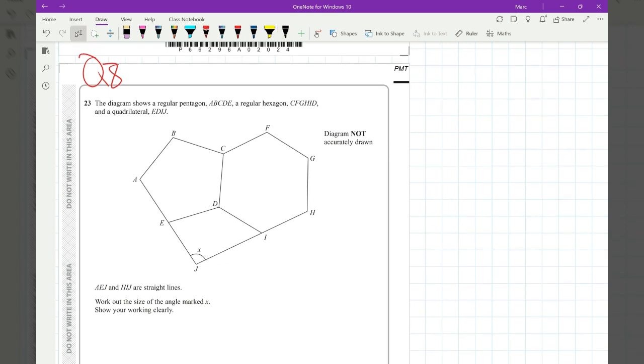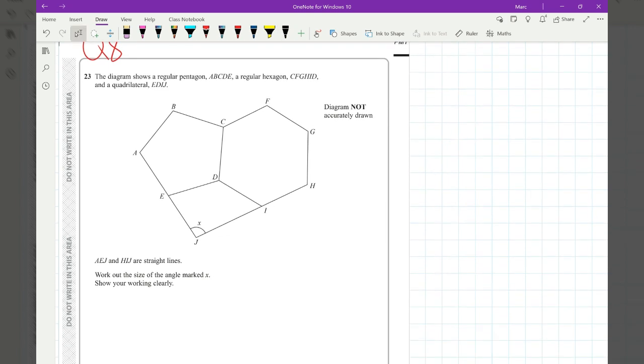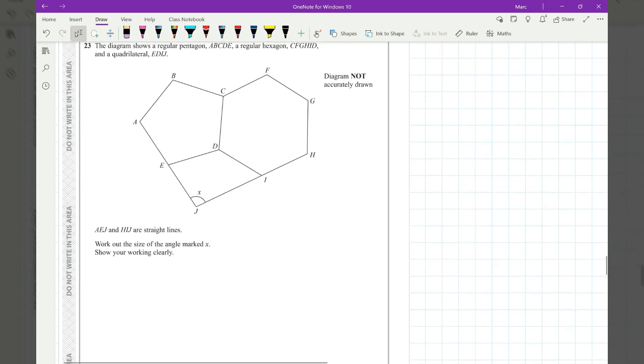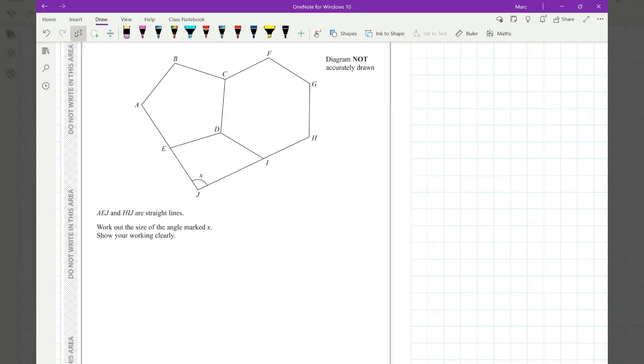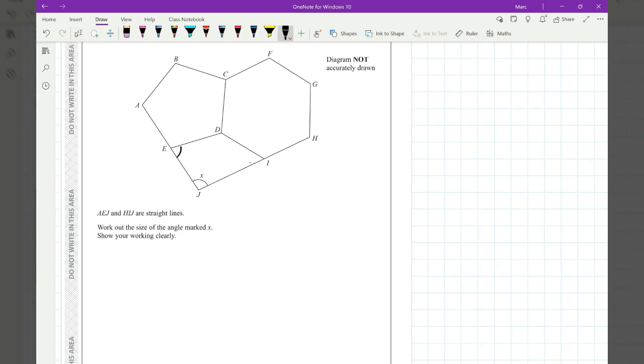Okay, question 8 or question 23 on the foundation. The diagram shows a pentagon, a regular hexagon, and a quadrilateral. In fact, the pentagon is also regular. Work out the size of the angle marked X. Okay, so lots to do. First thing we need is the interior angles of those shapes. In fact, we actually only need the exteriors.